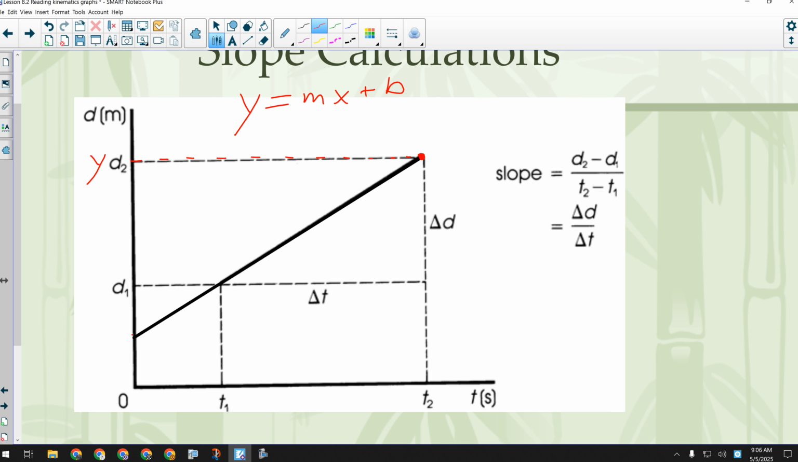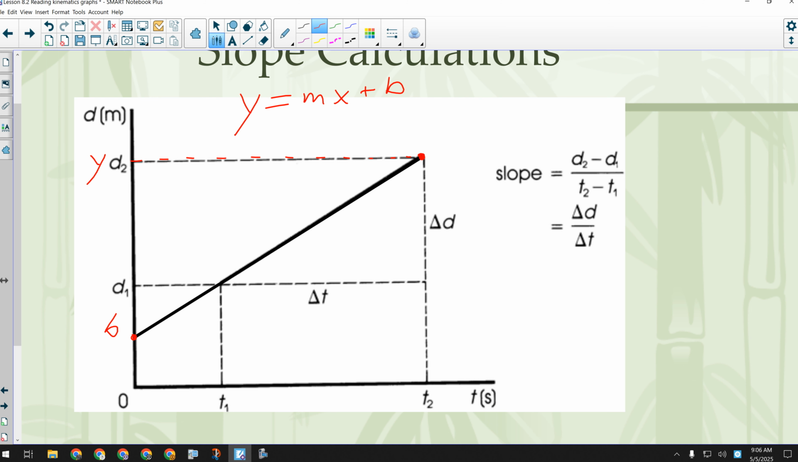What is this point? It's the y-intercept. What part of the equation is that? Thought I heard somebody whisper. This is b. That's the y-intercept. B represents the y-intercept.